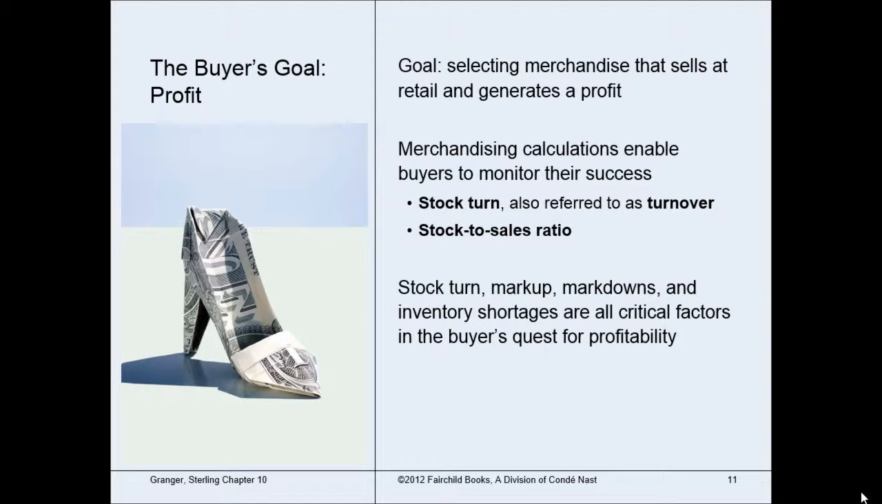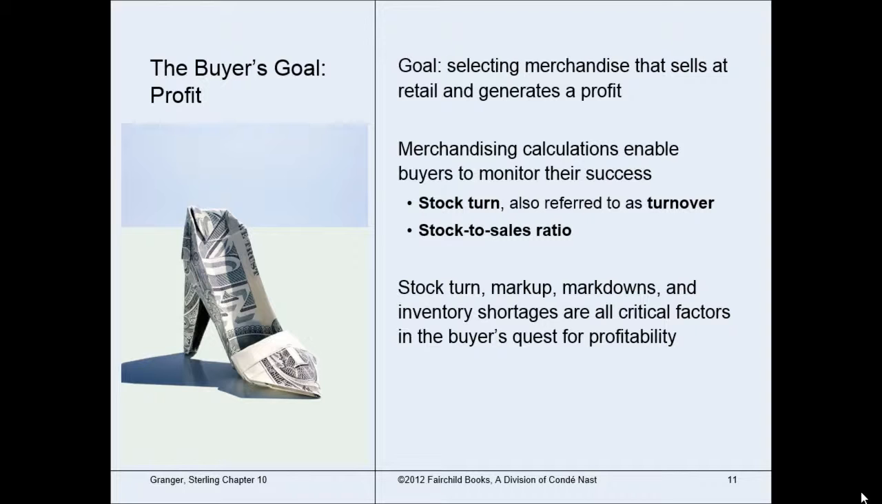So a buyer's goal is to select merchandise that sells at retail and generates a profit. There are a number of merchandising calculations that enable buyers to monitor their profitability. One is stock turn, also referred to as turnover. This is the statistical measurement formed as a simple fraction in which the sales for a given period is divided by the average amount of stock during that same period, and both are measured in retail sales. So it's a measurement of inventory performance, and it helps determine inventory productivity. Stock turn varies, but for a boutique, it would need to be about 4 times for a 12-month period.